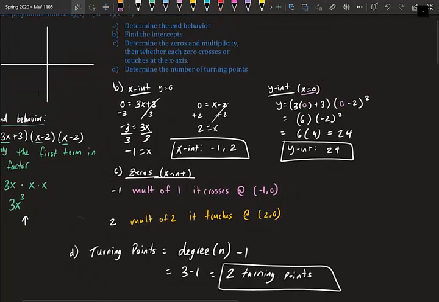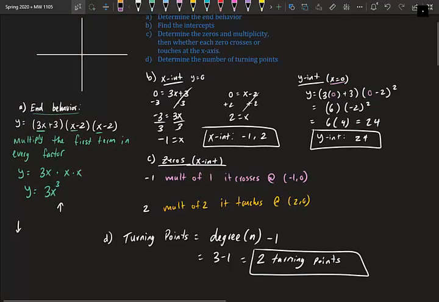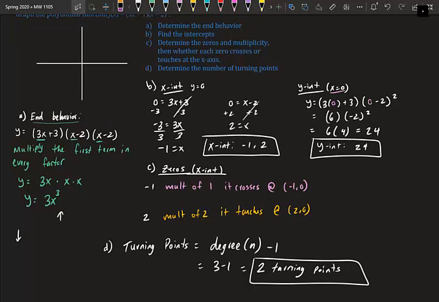This is all we need to graph our polynomial. Intercepts and behavior, whether it crosses or touches. Turning points is more of like a guide, but for the most part, this is all we need. So I created just a blank graph for you because I want to show you that we don't need to have a huge 24 by 24 graph. We can make it work for us. So my x's, I'm going to make 1 through 3.